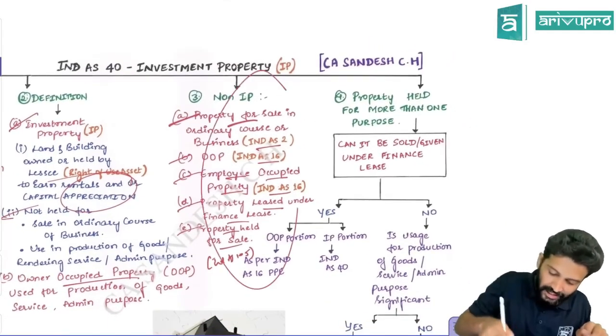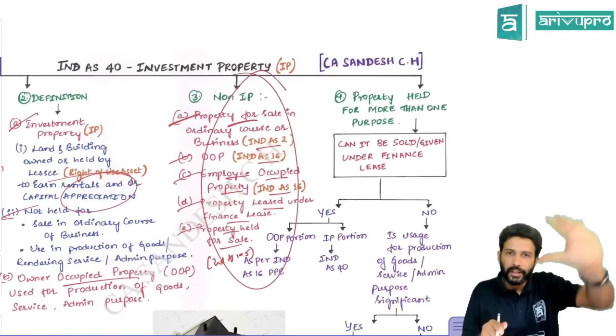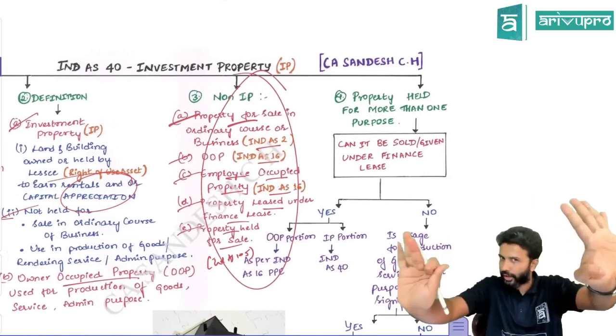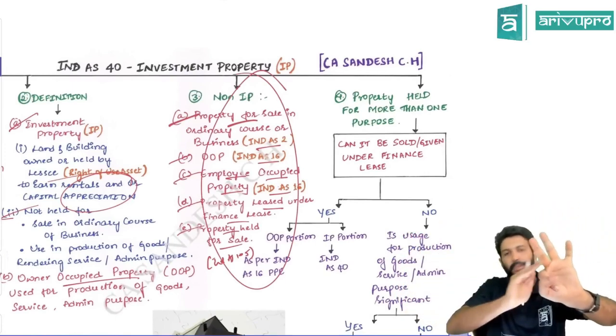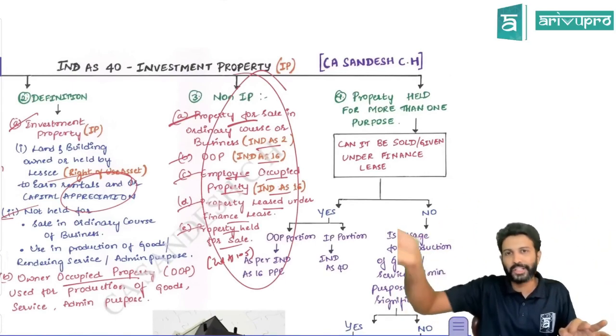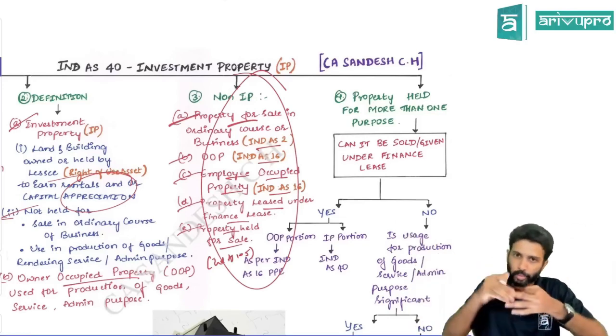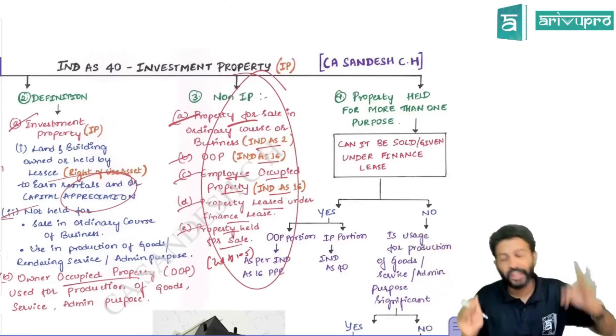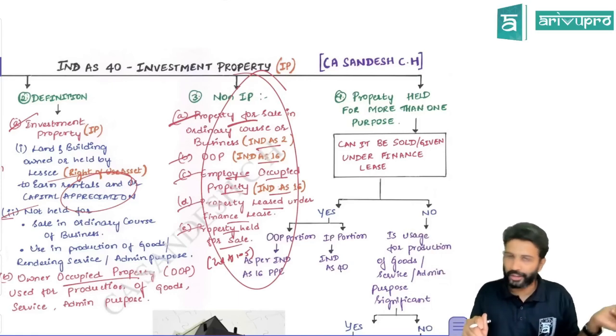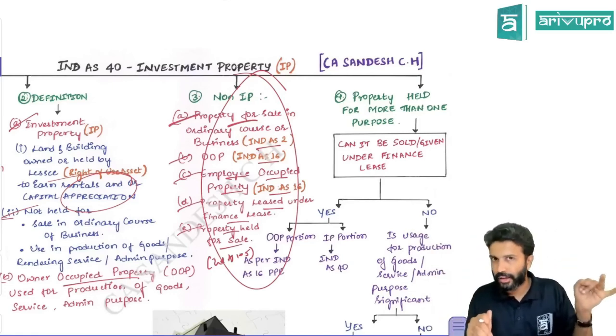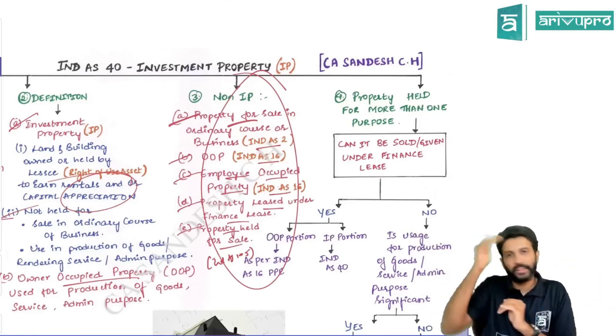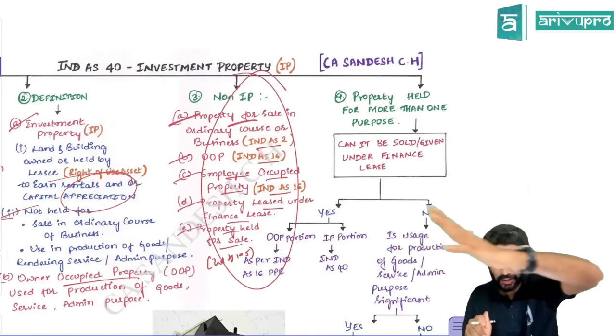Okay, so in these cases, it is not an investment property. If you're selling in the ordinary course of business, it is not IP. If you're using it for business purpose, meaning to produce goods, render service or administrative purpose, it is not an IP. It becomes owner occupied property and IND AS 16 applies. If a property is occupied by employees, then also IND AS 16 only will apply. If it is classified as held for sale, then it is not an investment property. IND AS 105 will apply.